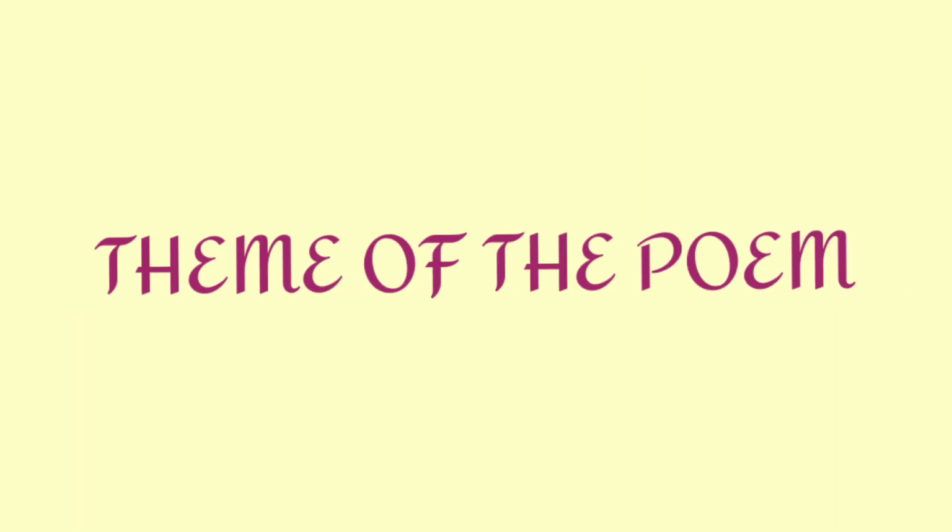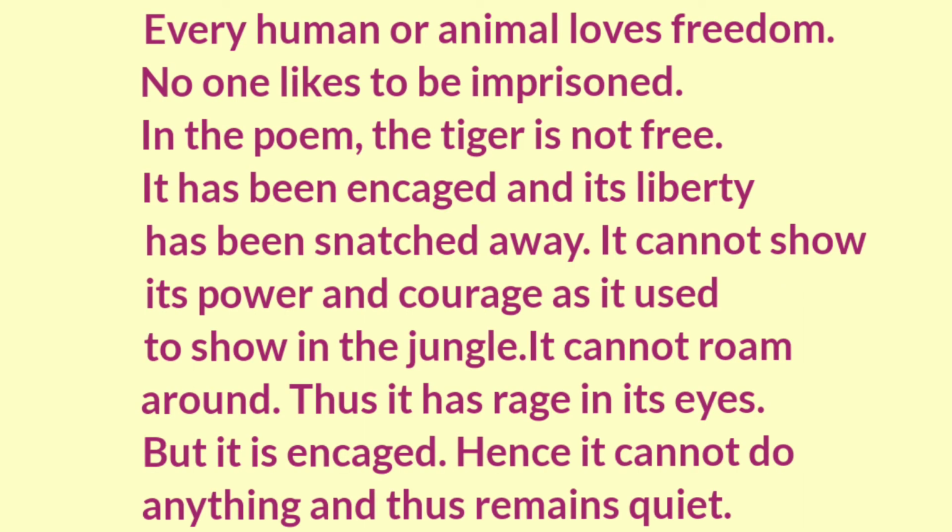Let's discuss the theme of the poem, A Tiger in the Zoo. Every human or animal loves freedom. No one likes to be imprisoned. In the poem, the tiger is not free. It has been encaged and its liberty has been snatched away. It cannot show its power and courage as it used to show in the jungle. It cannot roam around. Thus, it has rage in its eyes. But it's encaged. Hence, it cannot do anything and thus remains quiet.